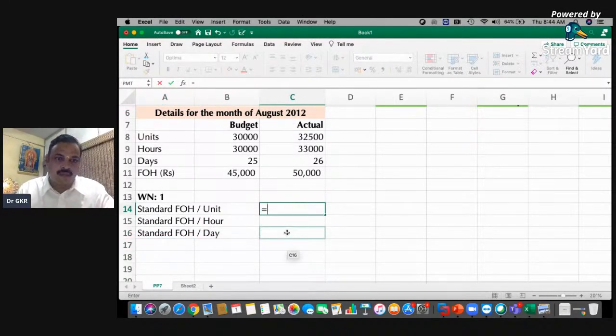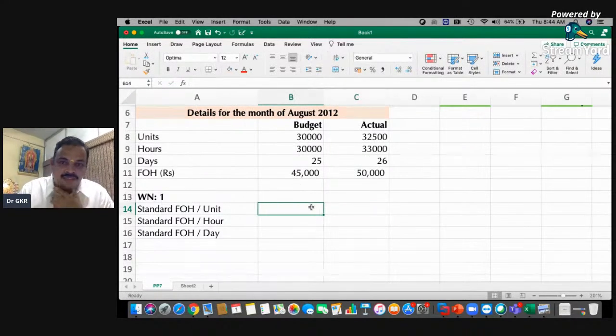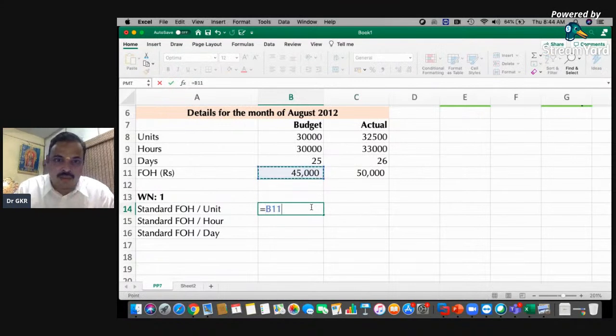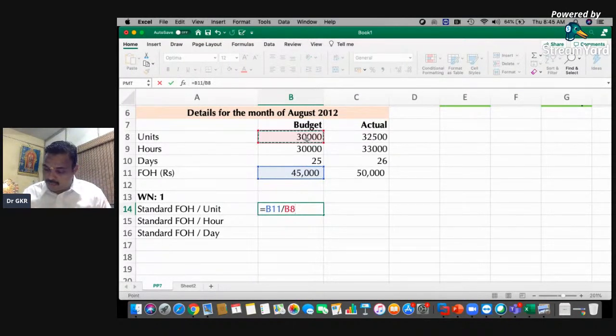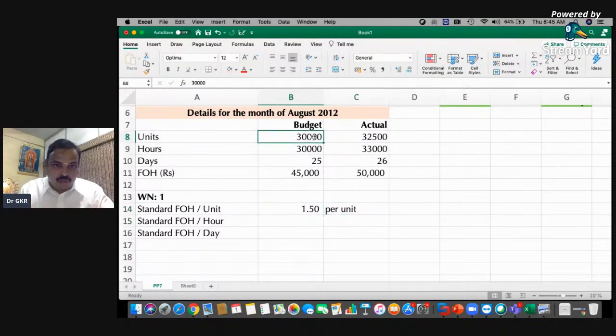So standard fixed overhead per unit is how much? This is standard fixed overhead. This is fixed overhead budgeted. Budgeted is for the month of August. That budget you divide by the number of units. 30,000 units, 45,000 rupees. So 45,000 divided by 30,000 means 1.5 rupees per unit. This is fixed overhead per unit.